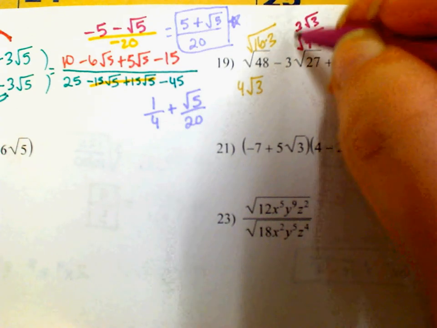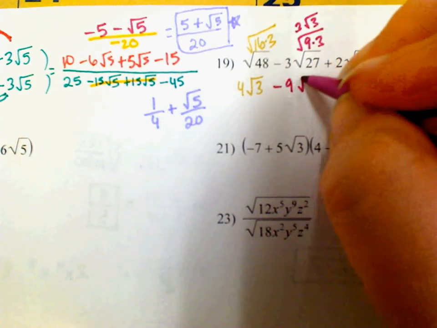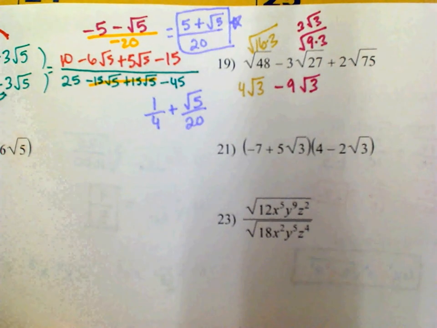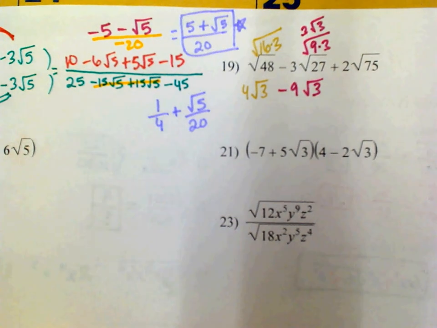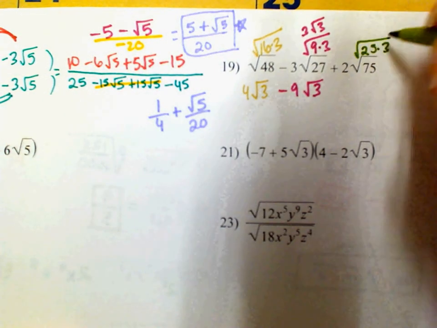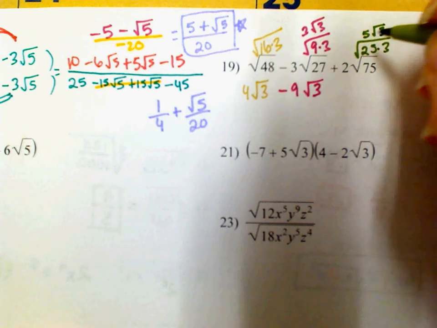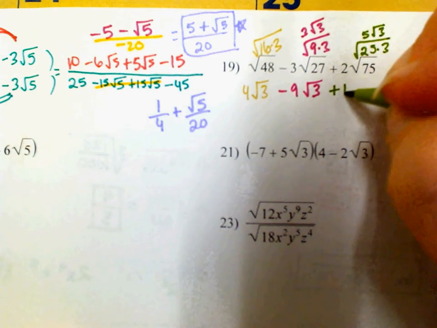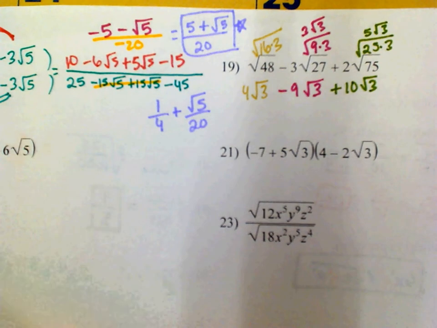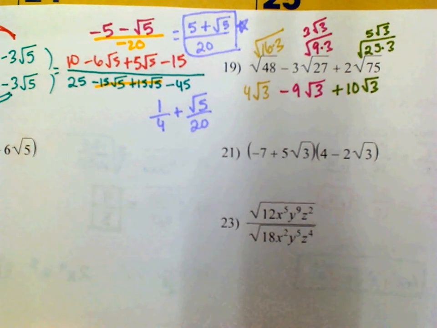And for this last one, 75 is 25 times 3. And that is 5 square roots of 3, so I've already got 2 in the front. That makes that 10 square roots of 3. So as far as combining, they all have square root of 3, so I can combine them all. 10 minus 9 is 1, plus 4 is 5, so I've got 5 square roots of 3.